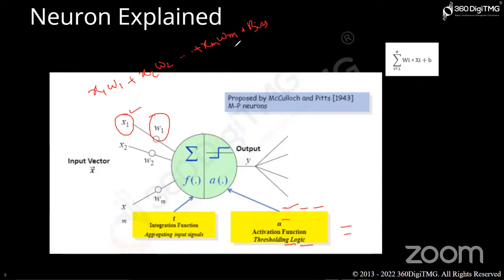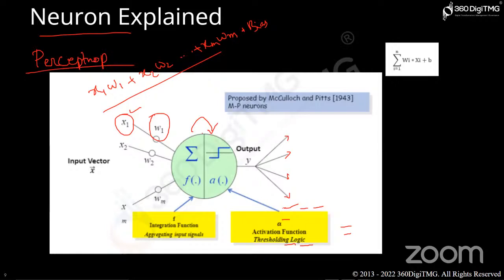Once this is done, next we move on to an activation function, which decides which category it belongs to. So it is a thresholding logic according to which our category will be chosen. So this is a basic perceptron, a basic neuron. It is also a single layer perceptron.